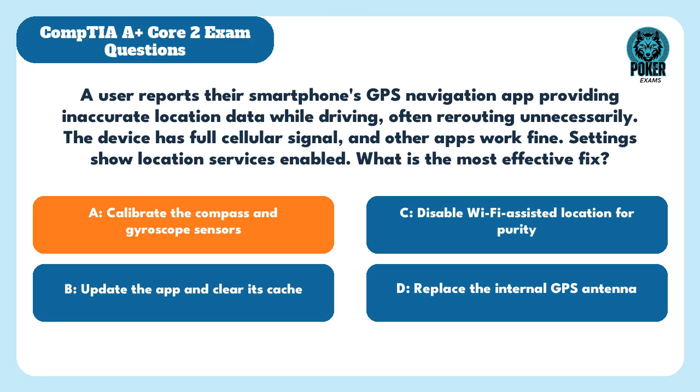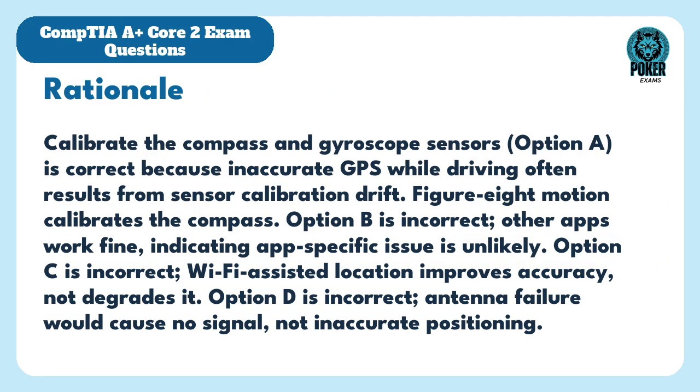The correct answer is A. Rationale. Calibrate the compass and gyroscope sensors, option A, is correct because inaccurate GPS while driving often results from sensor calibration drift. Figure-8 motion calibrates the compass.